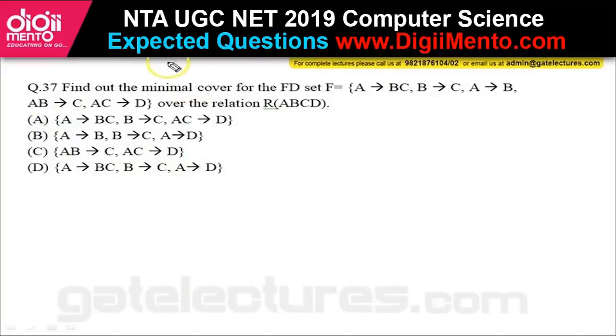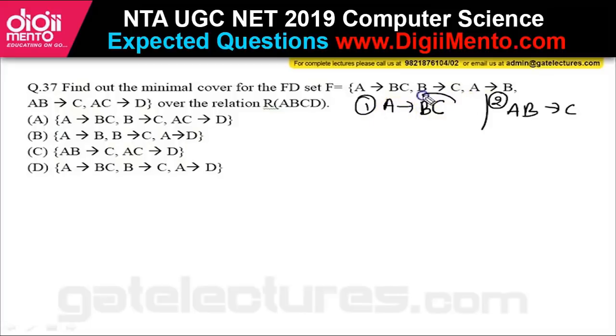So we have our next question. In this they are saying find out the minimal cover for the FD set given over the relation R ABCD. So basically what we have to do is find the minimal cover of this. Now in this we have to do 2 things. Let's say the first case is A derives BC, and the other cases are just hypothetical, not related to the question, I'm just giving you the concept. So this is the first step and this is the second step.